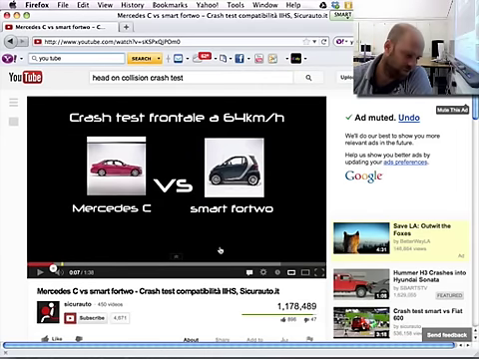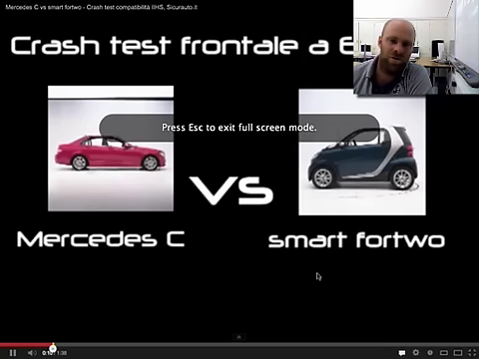All right, so I'm reading this problem about a Mini Cooper crashing onto a heavy-duty Dodge Ram, and just thought I'd check out a real crash test, see what it looks like.